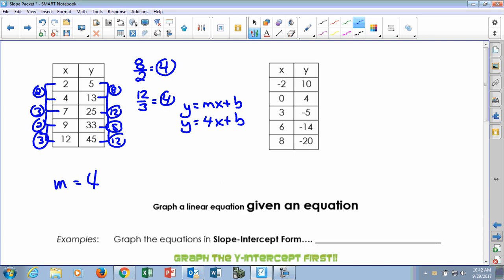Okay, we have to substitute in an x and a y coordinate, right? Always use the one that's the smallest numbers. It'll be easy to calculate. So I'm going to replace y with 5 and x with 2. So this is 5 equals 4 times 2 plus b. So now I'm going to solve for b.